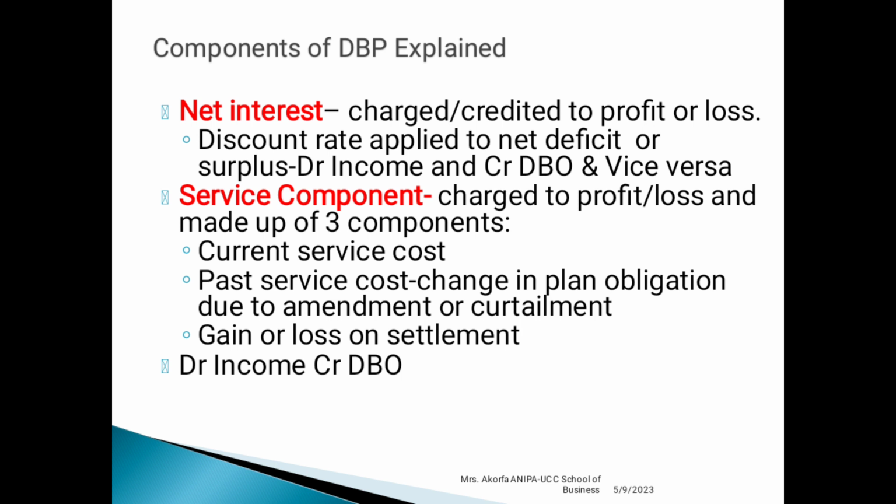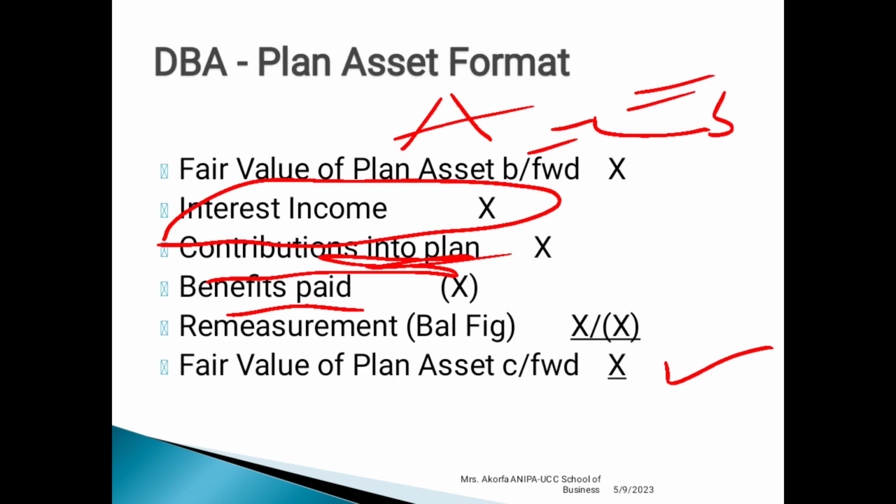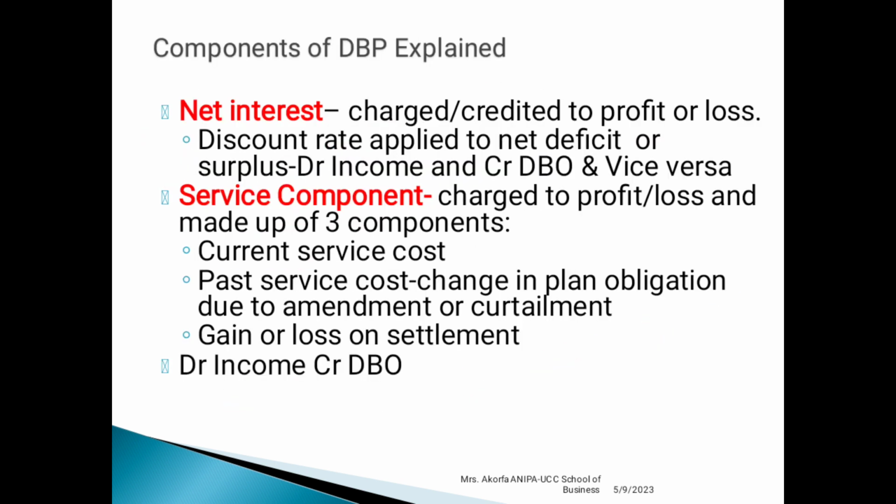Components of the defined benefit plan, explain. We have net interest, and you see there were certain components here that we mentioned. Service cost. The net interest is charged or credited to profit or loss. Discount rate applied to net deficit or surplus. You debit income and credit defined benefit obligation, and vice versa.